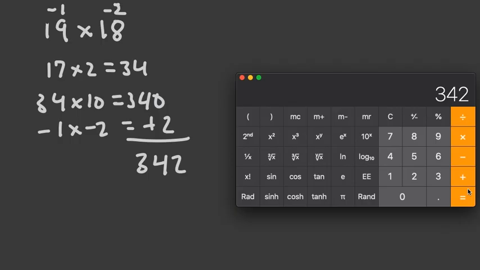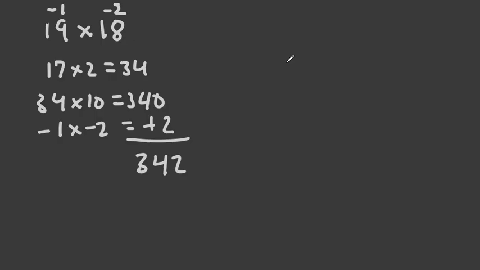And of course, you could use a calculator if you have one handy, but sometimes it's very useful to have these mental math strategies to do things quickly. Okay, so that is a math trick revealed and proven by algebra.